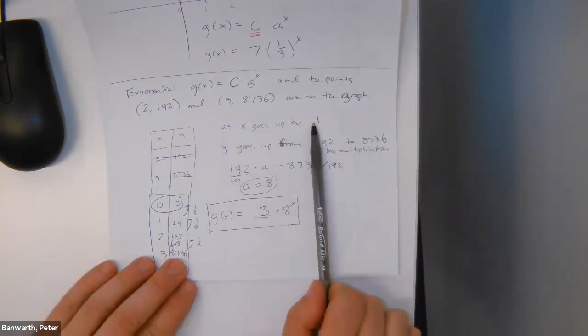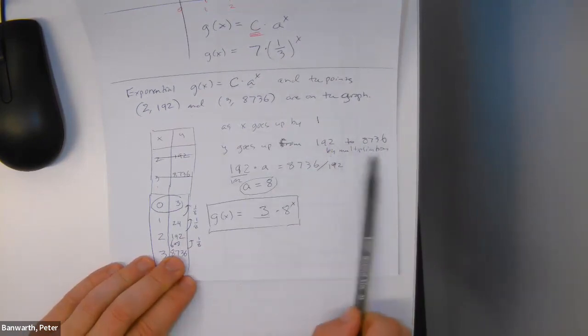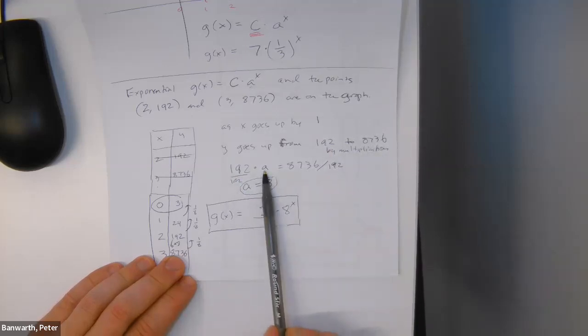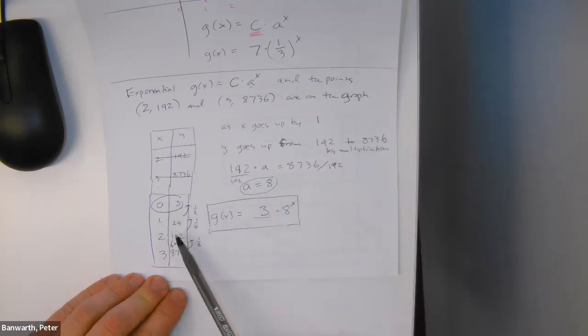As x goes up by 1, y goes up from 192 to 8736 by multiplication, which helps me write an equation with a that I can then solve for a. Then I just extended my table, and I thought if x goes up and I multiply, then when x goes down by 1, I divide by 8. I just divided my way all the way back until x was 0 and I got 3.